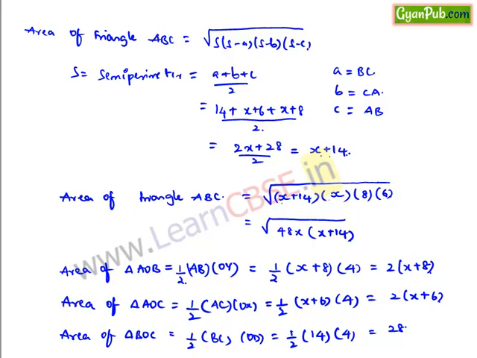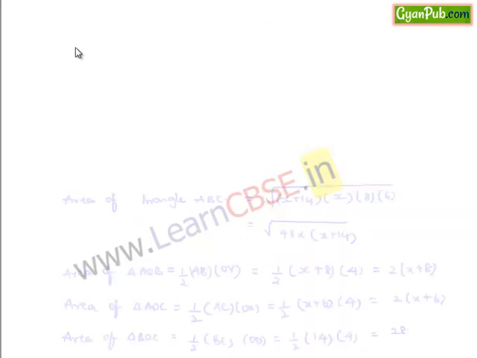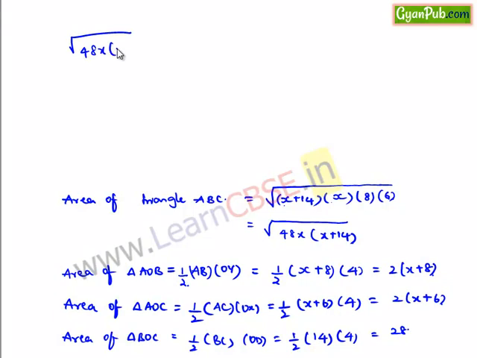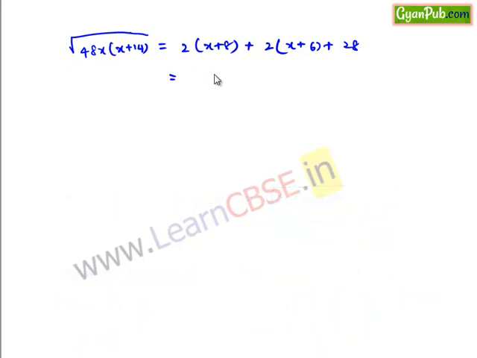Now we know that area of triangle ABC can be achieved by adding the areas of triangles AOB, AOC and BOC. Therefore we get square root of 48x into x plus 14 is equal to 2 into x plus 8 plus 2 into x plus 6 plus 28, that is equal to 2x plus 16 plus 2x plus 12 plus 28, that is equal to 2x plus 2x, here is nothing but 4x, plus 16 plus 12 is 28, and 28 plus 28 is 56.